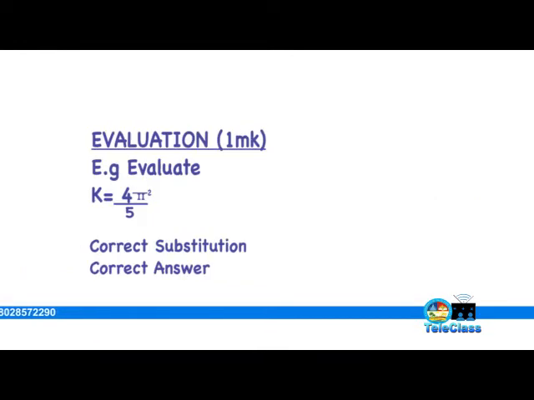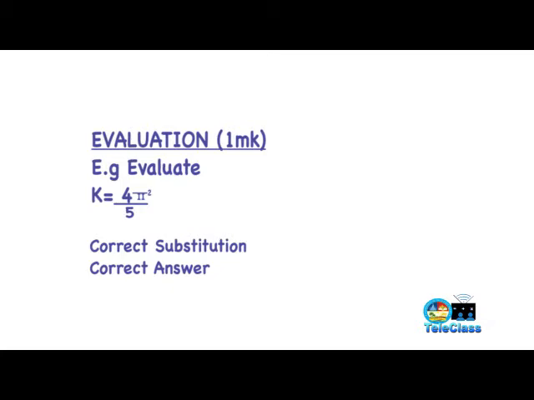Now after which, we have what's called evaluation. Maybe you are asked to evaluate something from the graph. Maybe k equal to 4 pi squared over s, where s is the slope. So what do you do? Correct substitution gives you half mark, then correct answer gives you another half mark. Because the formula is there already, it's just for you to substitute correctly and get your correct answer. That's a total of 1 mark.